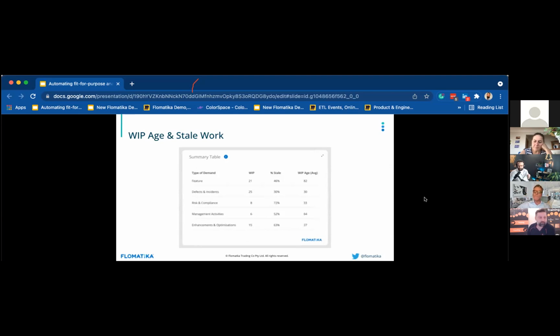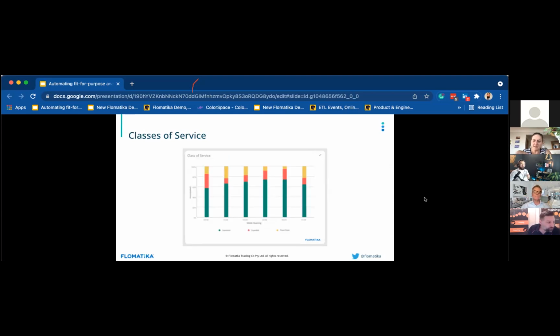Also, Barbara is asking, are we talking about a particular tool or product here? Barbara, do you mean the classes of service? Hi, sorry. I mean, are these particular tools he's talking about to get these graphs and info?